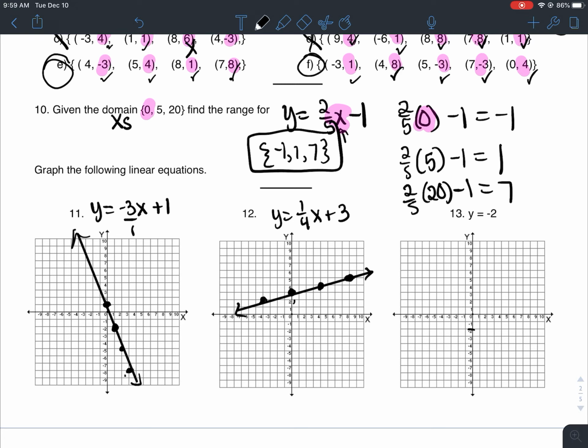And then y equals -2 is going to be, remember, HOY VUX, right? Horizontal line, 0 slope, y equals. So it's just going to be a flat line right on the -2. Or for when they're just the numbers, you could also do your tables where your y values are -2. And then you plot those points. So 1, -2, 2, -2.